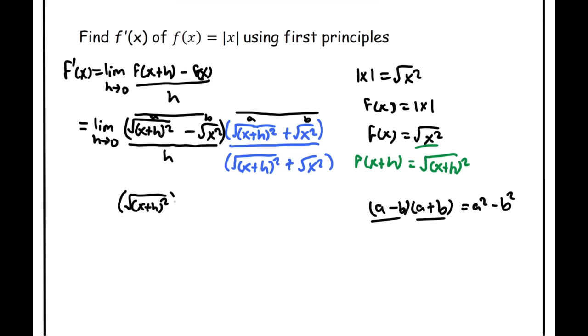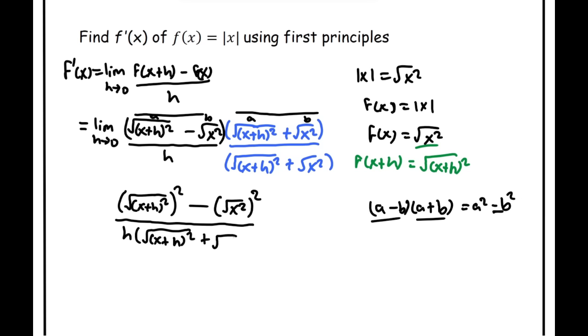x plus h, this whole thing is squared. Then minus from here, our b is the square root of x squared. Then we square this. This whole thing is over h, open brackets, square root of (x plus h) squared plus square root of x squared, close. Limit as h approaches 0.